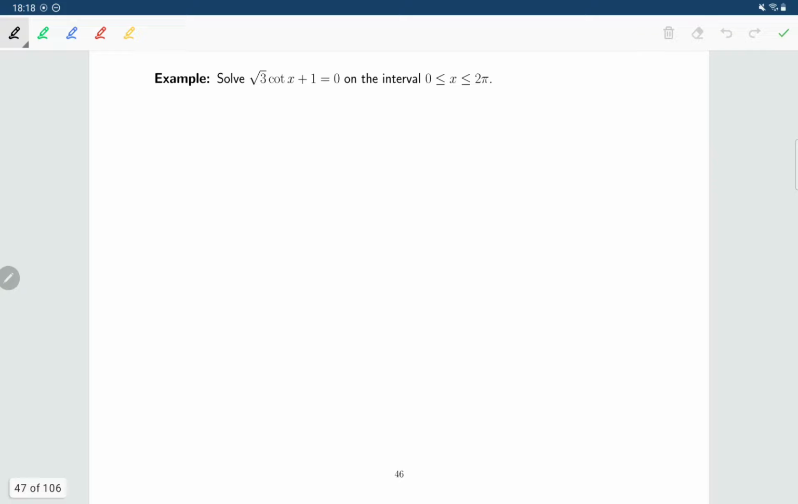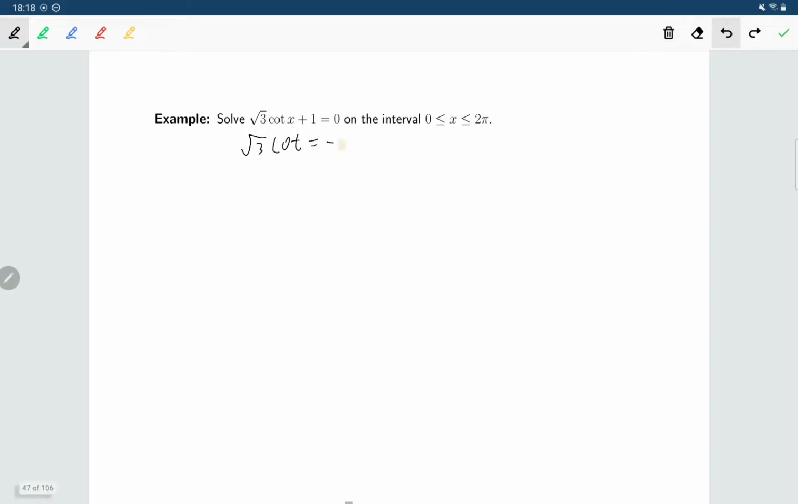All right, let's do some more. We've got a cotangent problem, so I'm going to start by rewriting this as a single trig function. So root 3 cotangent of x equals negative 1, or cotangent of x equals negative 1 over root 3. Or in other words, tangent of x is equal to negative root 3 over 1.